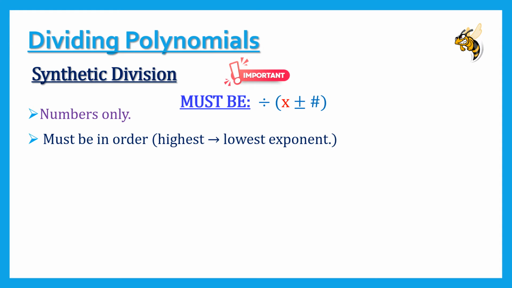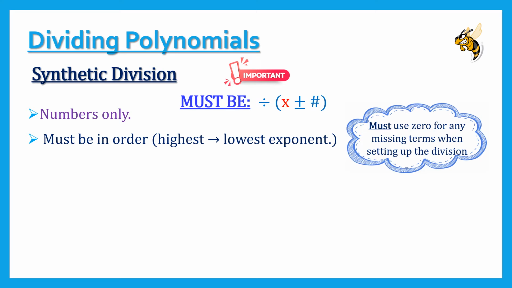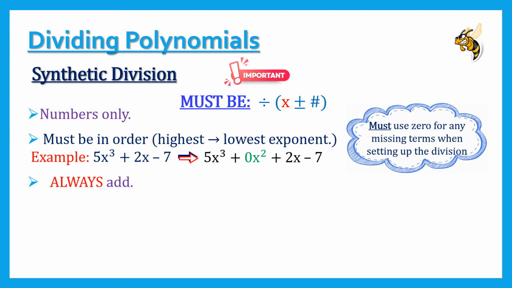It must be in order from the highest to the lowest exponent. If there's a missing term, we have to use 0 as a placeholder when we're setting up the division. For example, 5x cubed plus 2x minus 7. It started off with an x cubed, so the next one should be x squared, then an x, then no x. So the x squared is missing. So when you set up the division, you will have 5x cubed plus 0x squared plus 2x minus 7. That's very important. And we're always going to be adding.